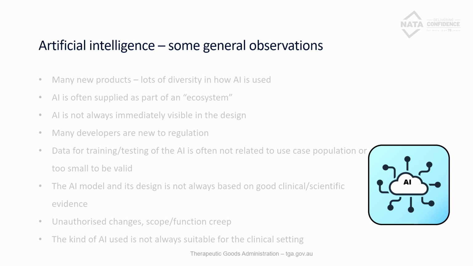And some of the gaps that we're seeing. So there's a lot of new products that are coming through, particularly in the last couple of years, and lots of diversity in how AI is being used. So AI is frequently used as part of an ecosystem. There might be cloud-based components. There's different components of software. Sometimes they're sourced from different manufacturers, different suppliers.